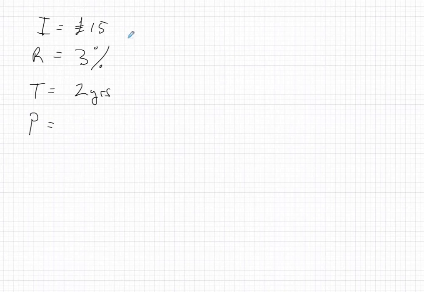Right, here we get £15 in interest. The rate of interest is 3%. The money is in for 2 years. How much money did we invest in the first place? So write down the basic formula. I equals PRT over 100.